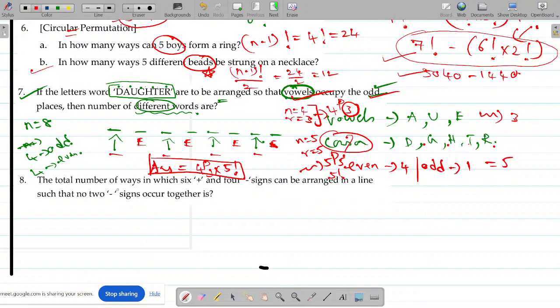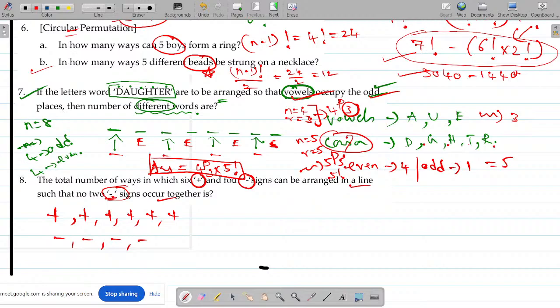Eighth one: the total number of ways in which 6 plus signs, it's a beautiful problem, and 4 minus signs can be arranged in a line so that no two negative signs occur together. How many plus signs do I have? Plus, plus, plus, plus, plus, and plus. How many negative signs do I have? 1, 2, 3, 4. See, they are not all different, they are all the same. Can be arranged in a line so that no two negative signs occur together. So I should not place two negative signs together.